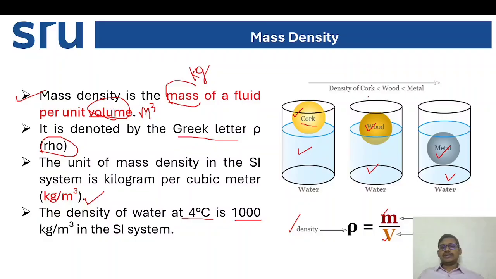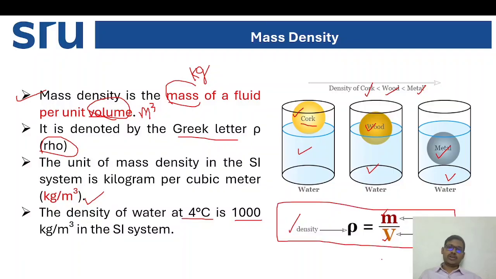So the density of cork is less, and the density of metal is more when compared with wood, and the density of wood is more when compared with cork. So that's the difference. In a simple sense, you can remember this easy formula: rho equals mass by volume.